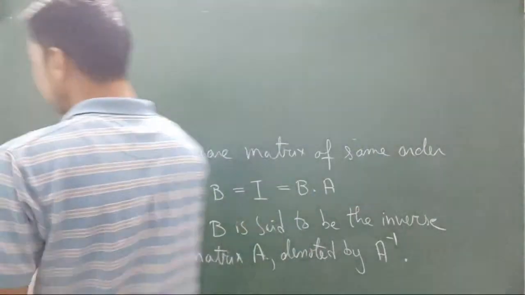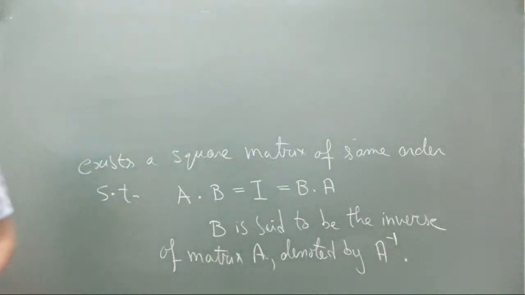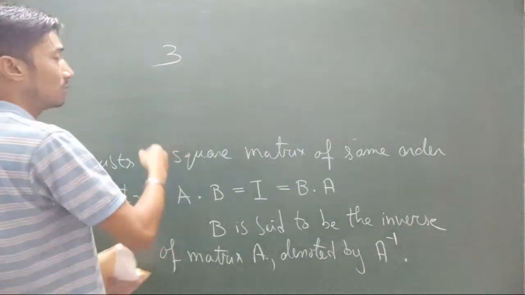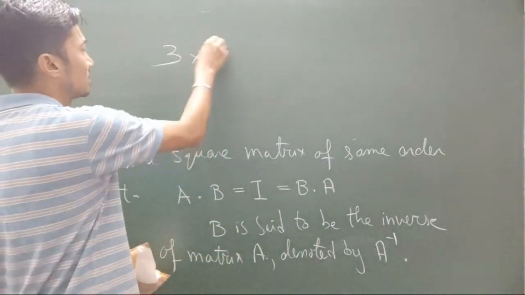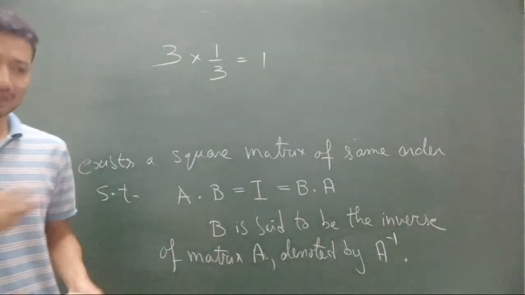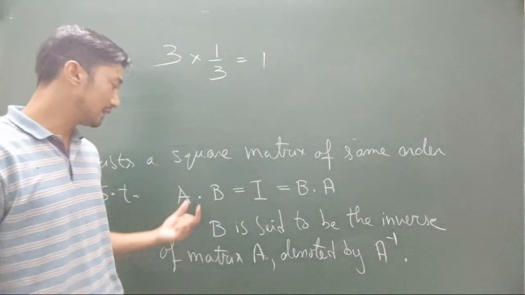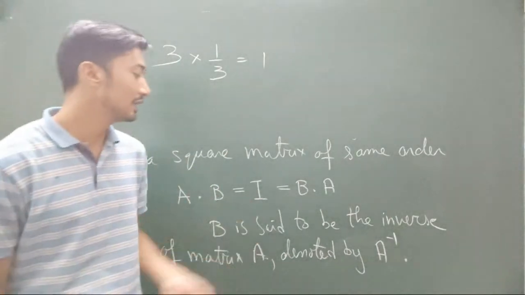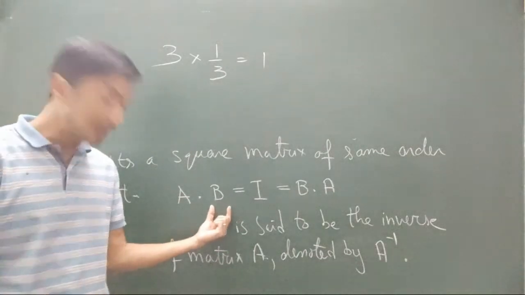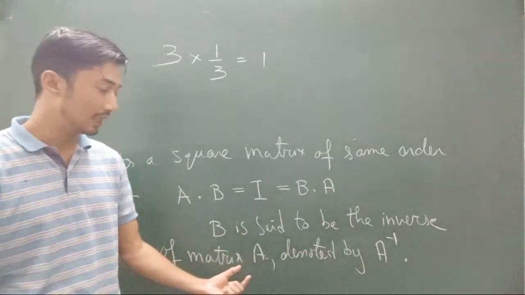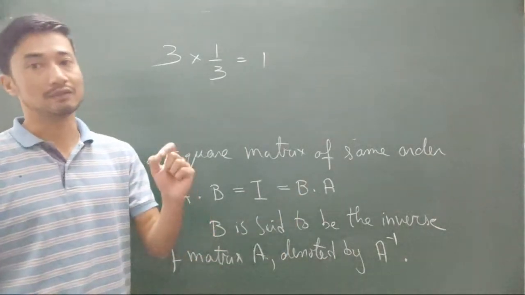So it's basically something like, if you remember, the multiplicative inverse. Say if you have a 3, then what was the multiplicative inverse of 3? It was 1 by 3, because 3 into 1 by 3 would give us the multiplicative identity 1. So it's a similar concept. A matrix into its inverse, if it gives us the identity matrix I, then that matrix B is said to be the inverse of the matrix A, denoted by A inverse.